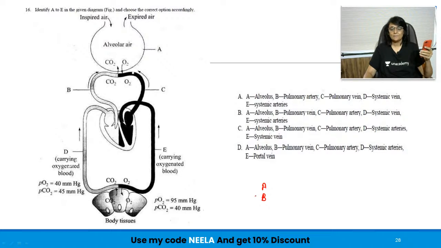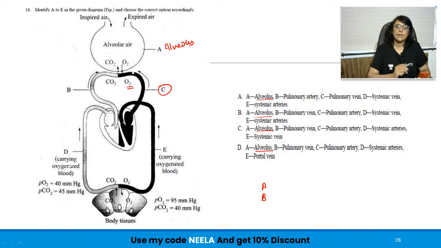Let us label this. See, this is alveolus. I guess no confusion, and that is why A is given everywhere as alveolus, right? Now this C, before we actually go to the options, let us identify this. This is taking oxygenated blood from the lungs to the heart. So this is pulmonary vein. Now from here the blood is taken by aorta. So E should be aorta. And it is bringing that oxygenated blood to the tissue.